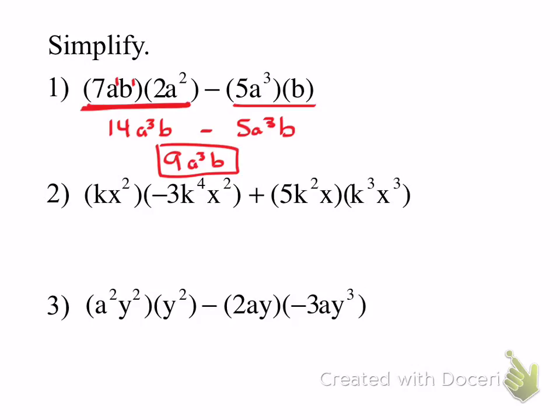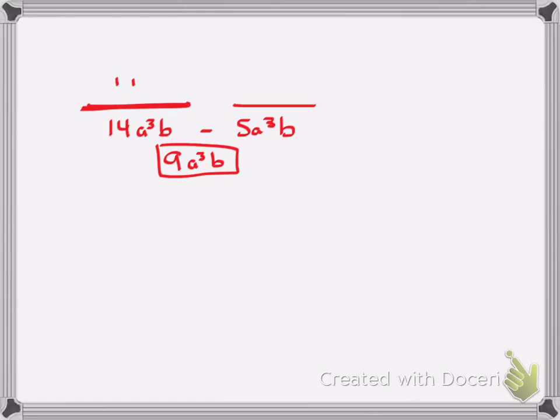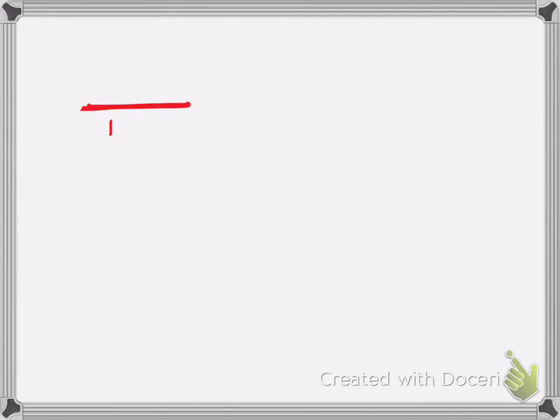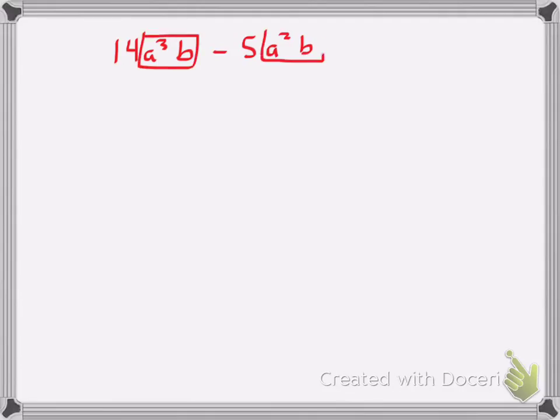Let me move over here and take a sidebar. We can only add and subtract like terms. So if it was like 14a to the third power b minus 5a squared b, could I subtract those? No, because the base is not exactly the same.